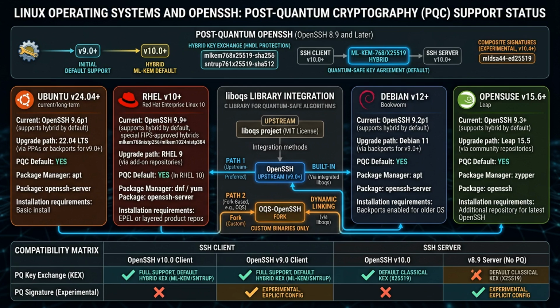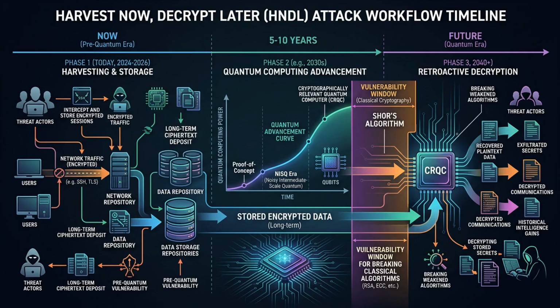OpenSSH must be compiled with liboqs support. Most distributions already include PQC-enabled OpenSSH. Check your SSH version with ssh -V. Version 8.9 or later means PQC is available. Your Linux server can be quantum safe today. No waiting for future releases. No waiting for new hardware. The tools are available now.